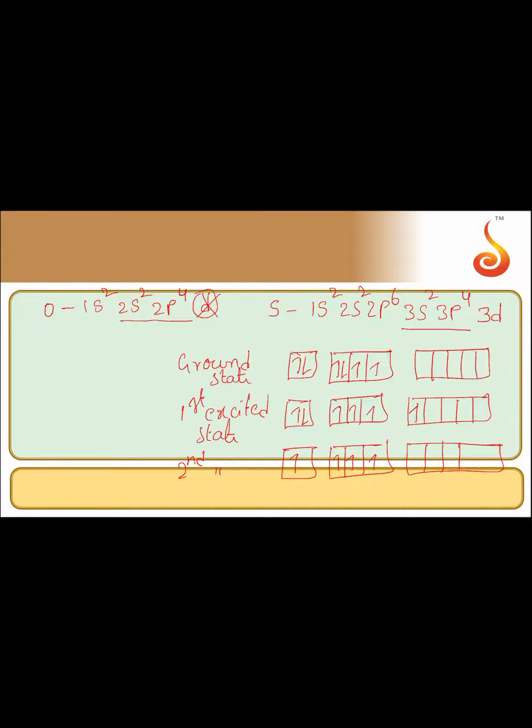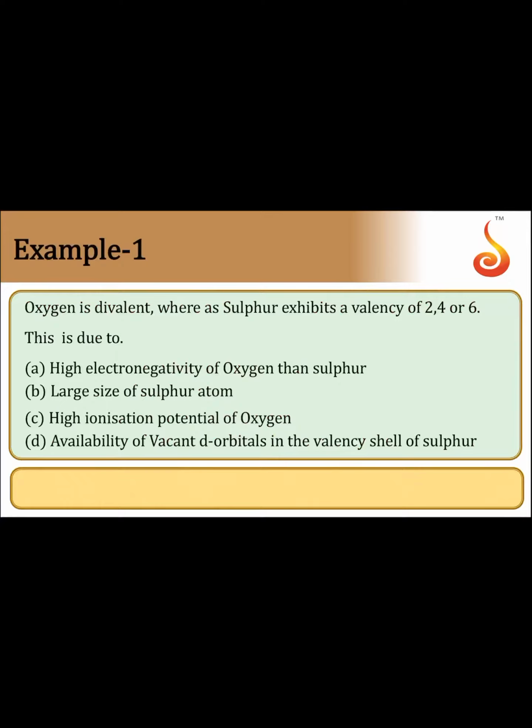But this possibility is not there in case of oxygen. Because of the absence of the d orbitals in oxygen, the excitation is not possible. But in case of sulfur, due to the availability of the vacant d orbital, it can exhibit the valency 2, 4 or 6. So for the given question, the answer is availability of vacant d orbitals in the valence shell of the sulfur.